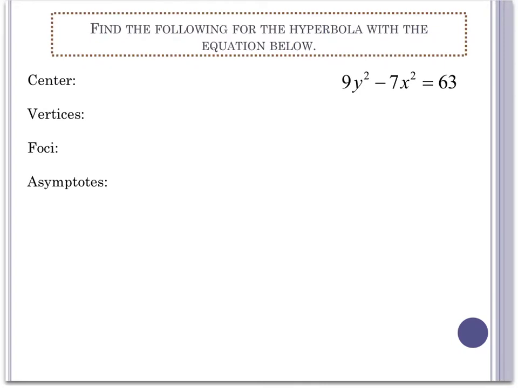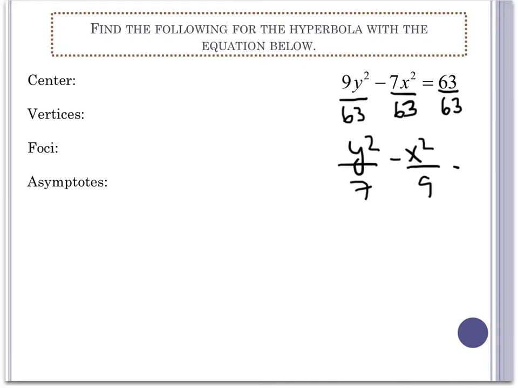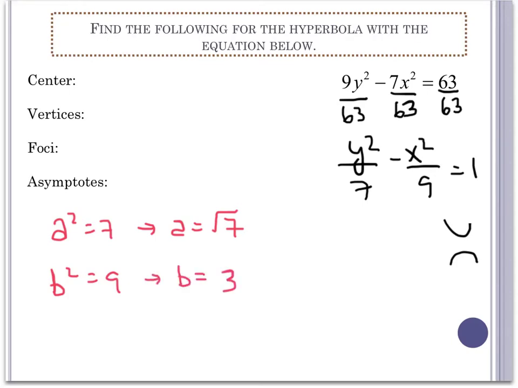To find the center, the vertices, the foci, and the asymptotes of this hyperbola, I must put it in standard form. So I'm going to divide every term by 63 so that it's equal to 1. So y squared over 7 minus x squared over 9 equals 1. Because my y squared term is first, I know that I will be a vertical hyperbola. And underneath that term here is always my a squared term. So a squared is 7, which means a is going to be the square root of 7. B squared is 9, so b is going to be equal to 3.